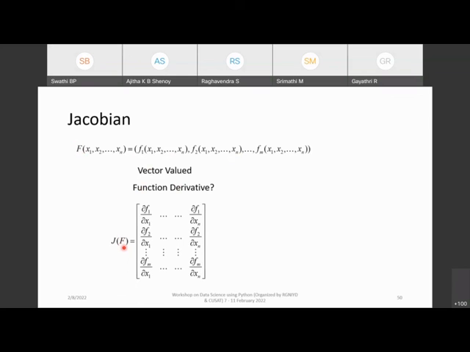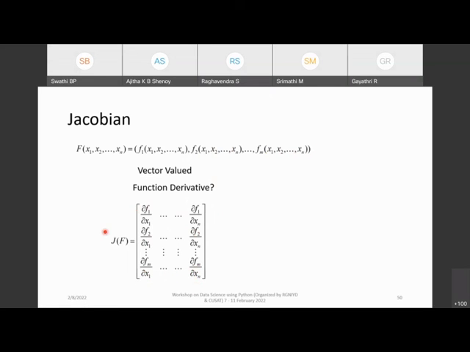So what exactly you are going to do is, you know that the first value is f1 of x1, x2, etc., xn. So you are going to find the gradient of f1, which is given by dou f1 by dou x1, dou f1 by dou x2, etc., dou f1 by dou xn. So that is the first row of the matrix. The second row of the matrix is dou f2 by dou x1, dou f2 by dou x2, etc., dou f2 by dou xn. Similarly, the mth row of the matrix is dou fm by dou x1, etc., dou fm by dou xn.